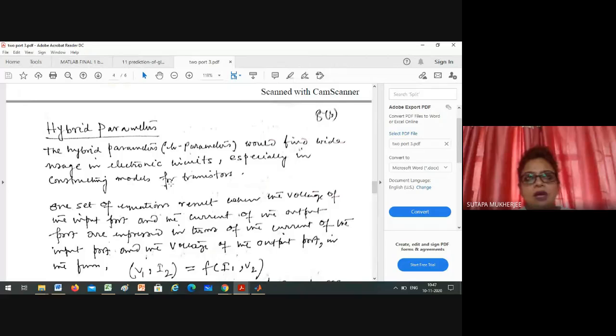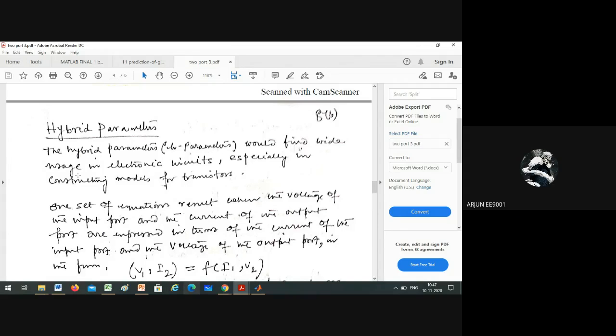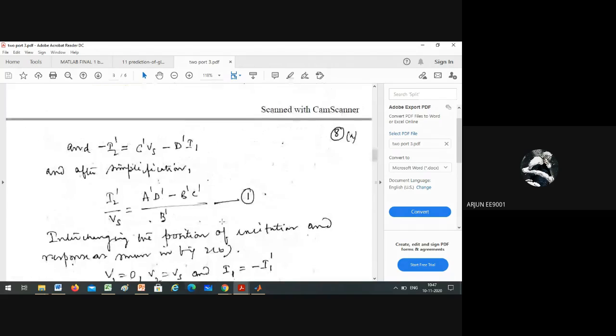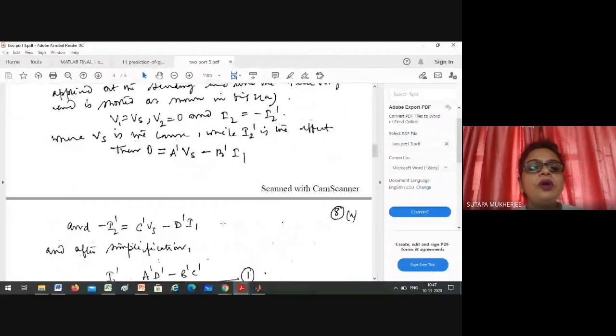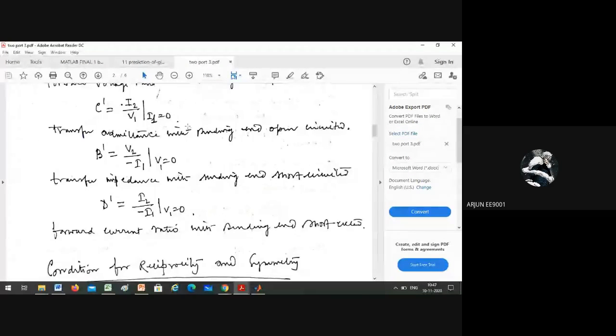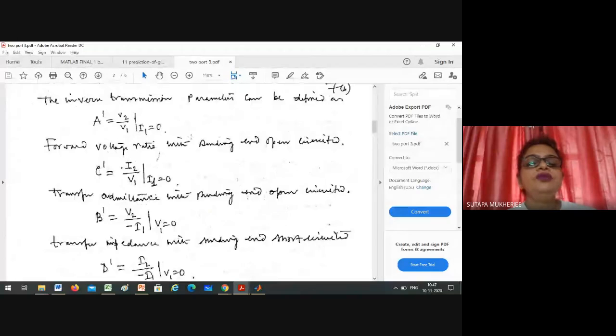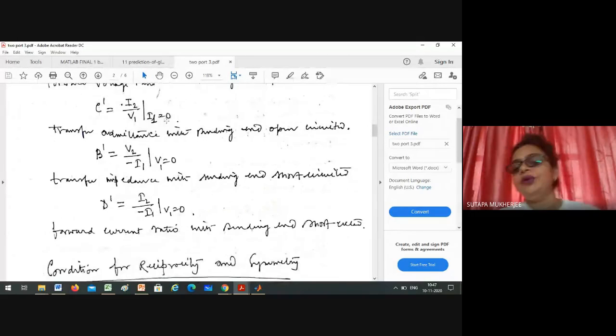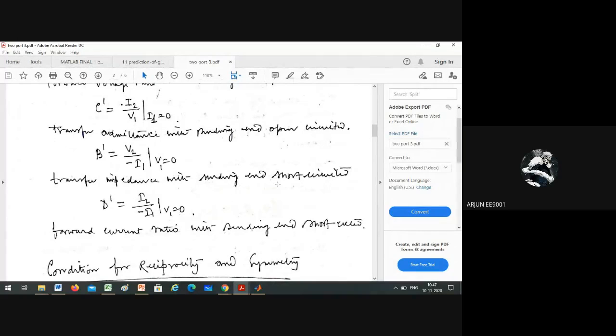After telling Arjun that this is equal to the function of that, we derived the matrix form from the function. And what are the parameters you have got? A prime, B prime, C prime, and D prime. You got the parameters by making I1 equal to 0 or V1 equal to 0. When I1 equals 0, the sending end is open circuited, and when V1 equals 0, the sending end is short circuited.